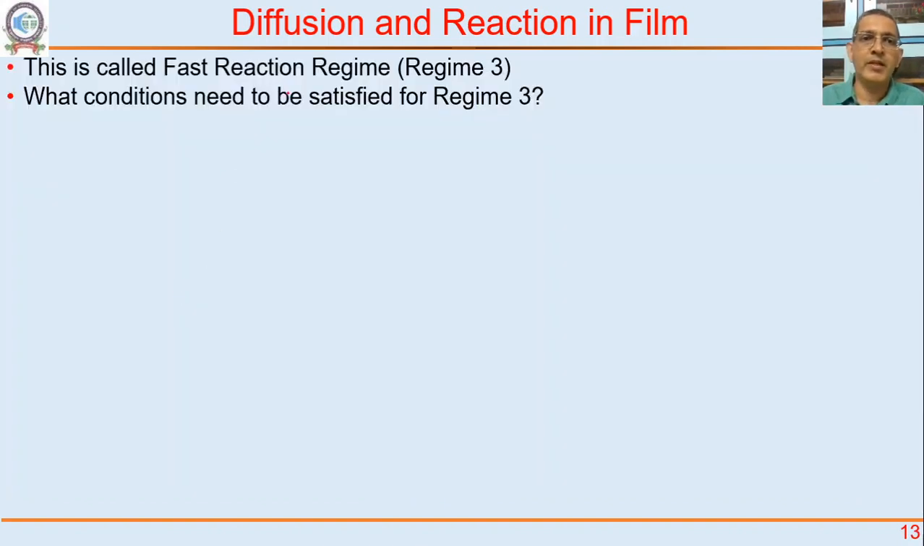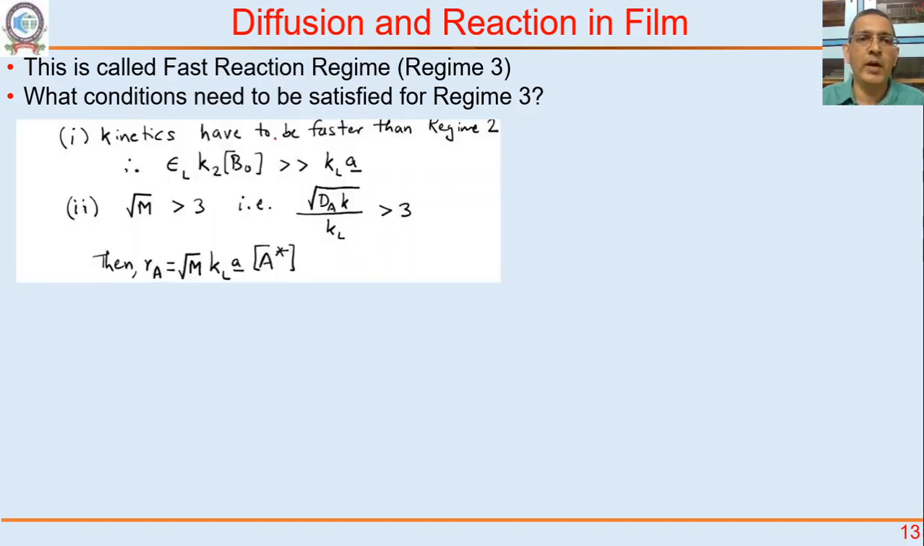Okay. This is called as fast reaction regime. So what conditions need to be satisfied? Write for yourself, think and write for yourself, pause, then go forward. Okay, one is kinetics have to be faster, which means epsilon L k2 B naught has to be far greater than kLa, and root M has to be greater than 3. So root M is root DA k by kL. This has to be greater than 3. And then rate would be root M into kLa into A star.